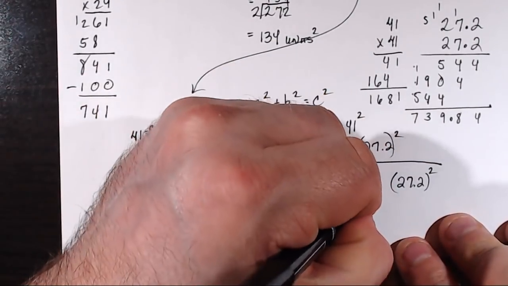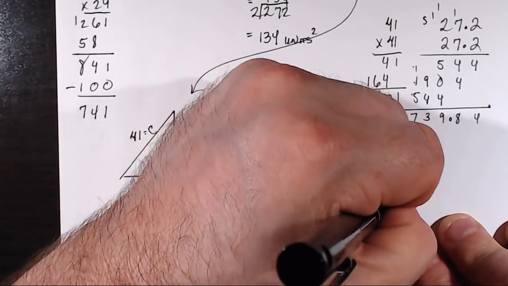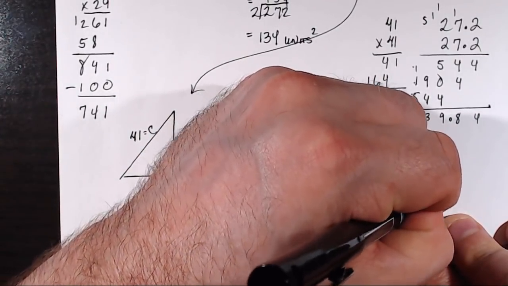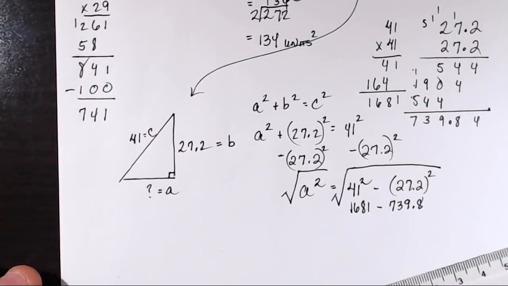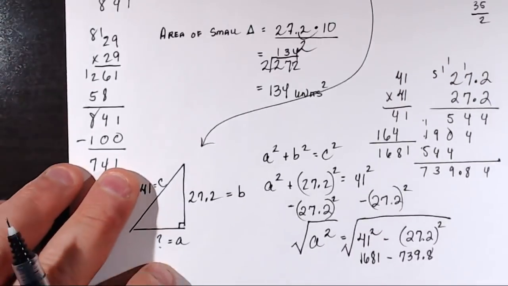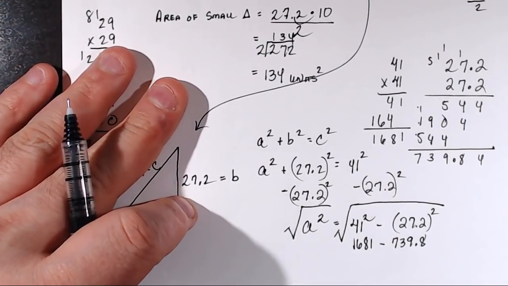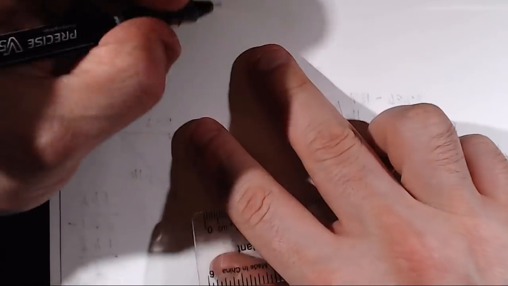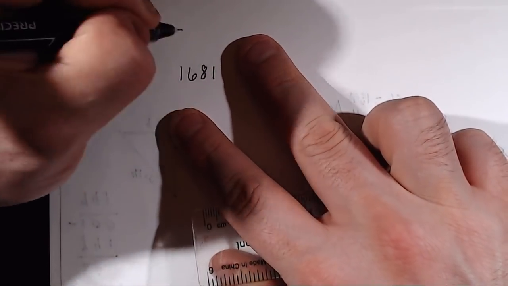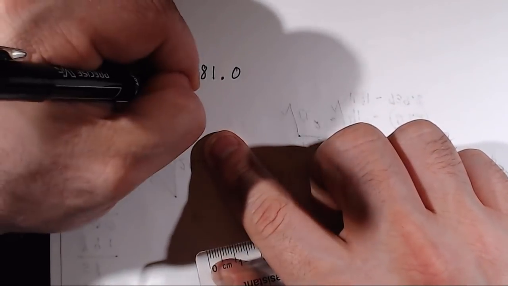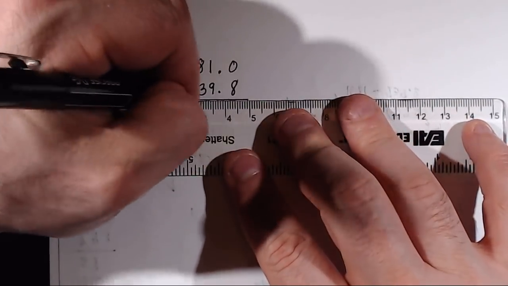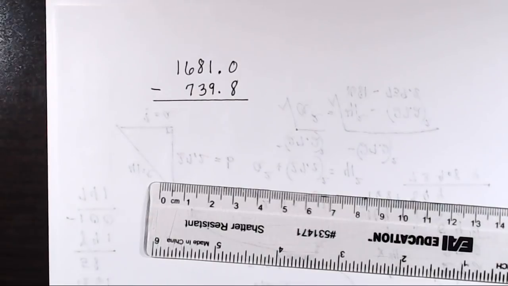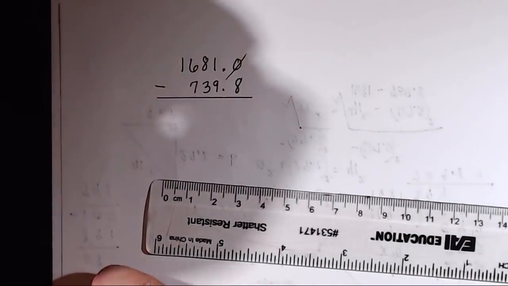See, because I got 1681 minus 739.8. And it's so tempting to use the calculator here. Oh, it's so tempting. I want to, but then I would be breaking my own rule. 1681 minus 739.8. I gotta run out of space here, so 1681.0 minus 739.8. Ugh. We did need the calculator for the square roots, okay? So I wasn't entirely, but anyway.